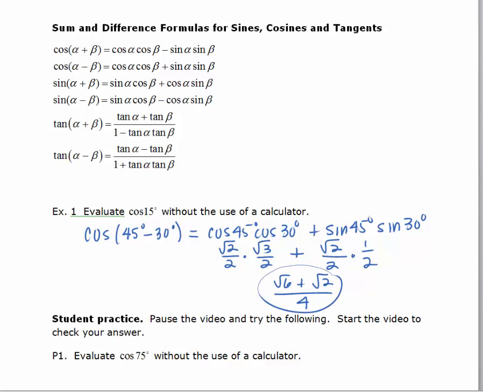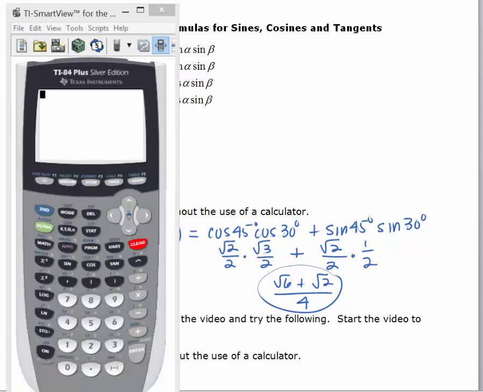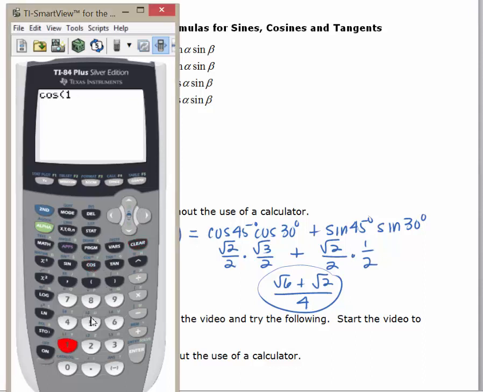Now we could just pull up our calculator. Let's evaluate the cosine of 15 degrees on our calculator and compare it to the answer we got using the sum and difference formulas. My calculator is in degree mode. The cosine of 15 degrees is equal to approximately 0.9659. Now we'll evaluate the square root of 6 plus the square root of 2 over 4. Second, square root of 6.